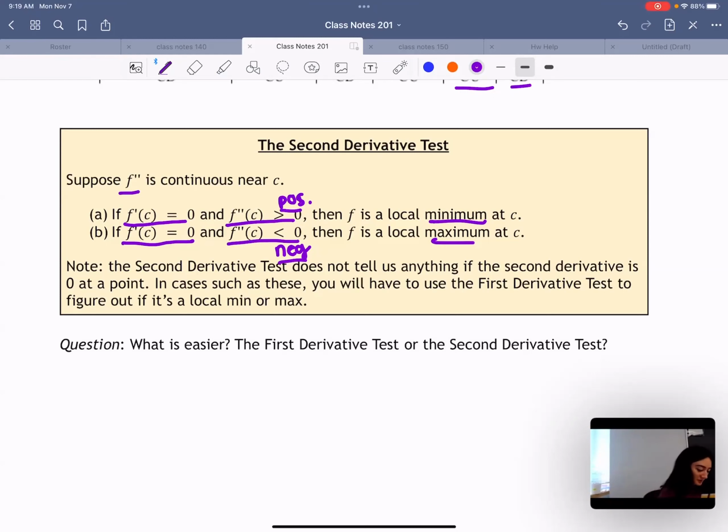So if, I didn't write this down, but if the second derivative at the point equals 0, then the second derivative test doesn't actually tell us anything, okay? So the second derivative test, it basically doesn't work, okay?